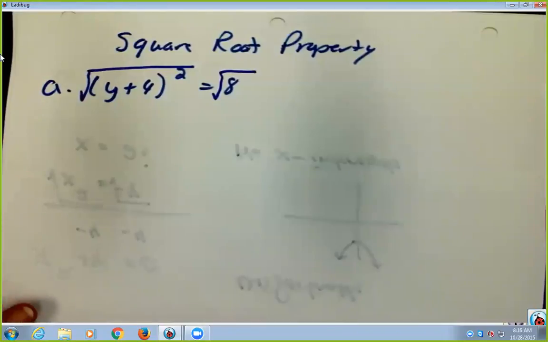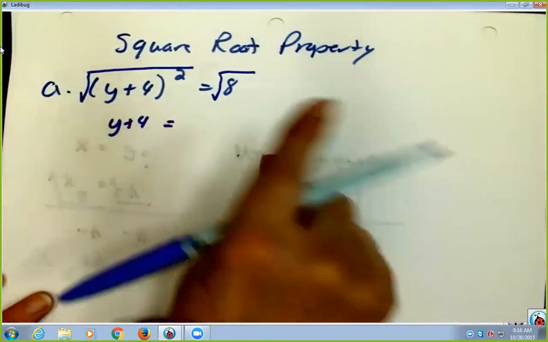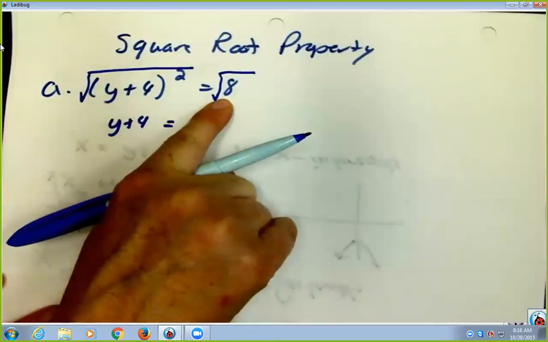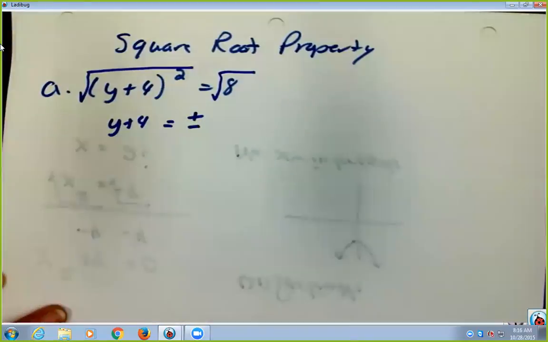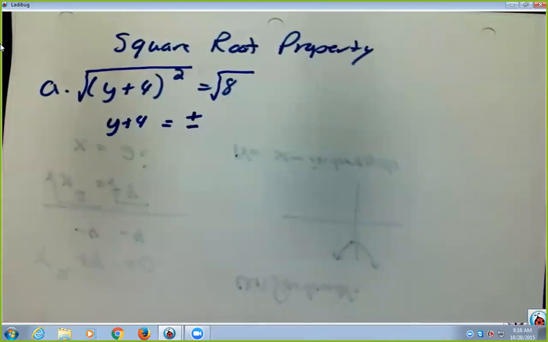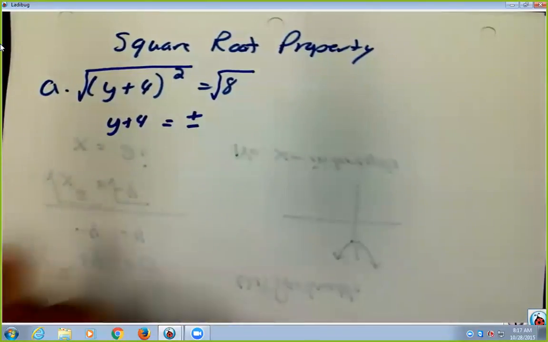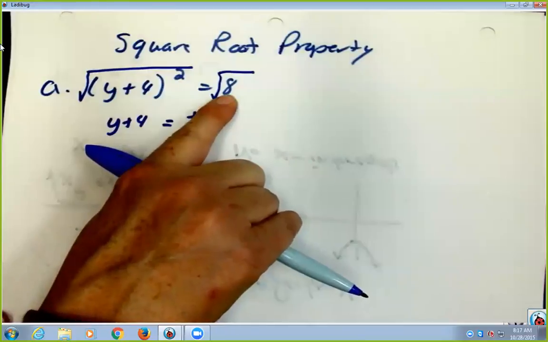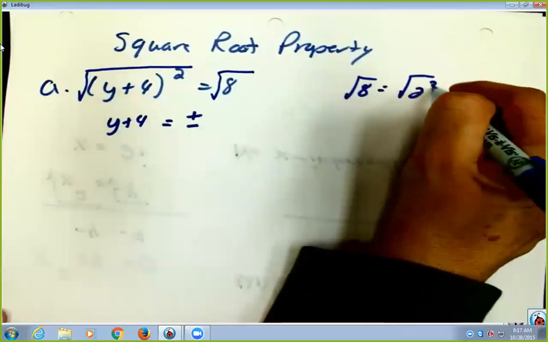On this side, I'm going to get a y plus 4. This side, I need to take care of 8. But when I take the square root, I'm going to put a plus and a minus because the value that can come out of that 8 could be a positive value or it could be a negative value. So we have 2 routes with these. One is, of course, the positive route and the other one is a negative route. So what does 8 break down to? Well, the square root of 8 is equal to the square root of 2 cubed.